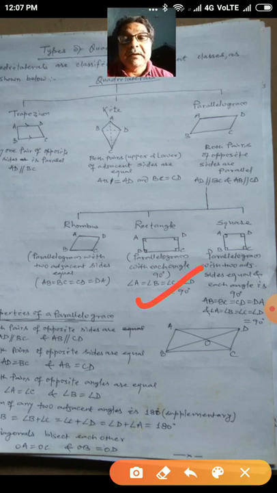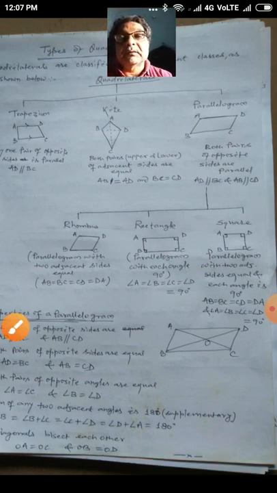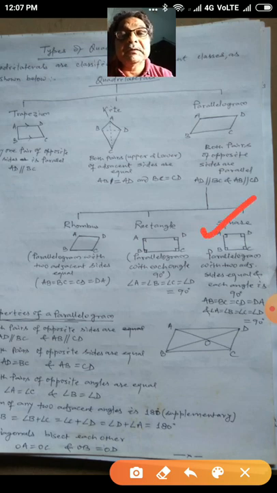Okay. Now the third one is the most important category of the whole quadrilateral family. It is called a square. See, first of all, it is a parallelogram. Number one, since it comes from the parallelogram family. Second, it is a rhombus also. Why? As a rhombus has two adjacent sides equal, this figure square also has two adjacent sides equal.